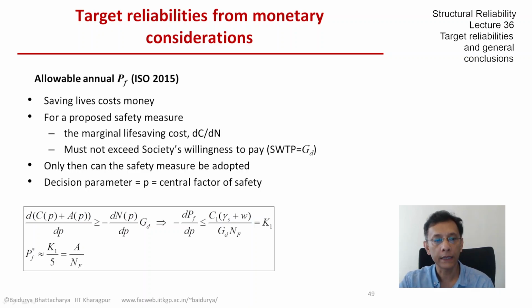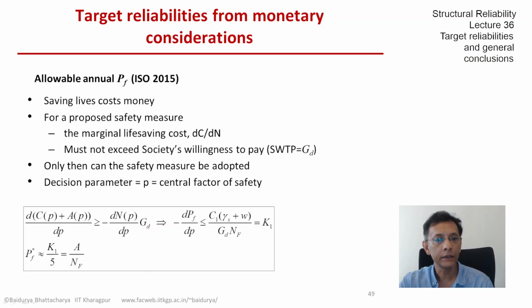And going through the algebra and certain assumptions, the answer comes out such that the allowable failure probability Pf star is of the order of A divided by NF. So A is a constant which depends on various factors, and NF is in the denominator with a power of 1. That is important. The earlier revision of ISO 2394 had NF to the power of 2, but here Pf star comes out to be inversely proportional to NF, and it is a throwback to the 1977 report by Syria.